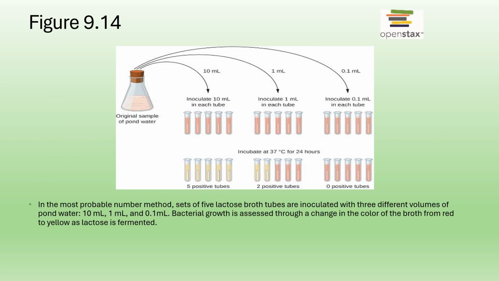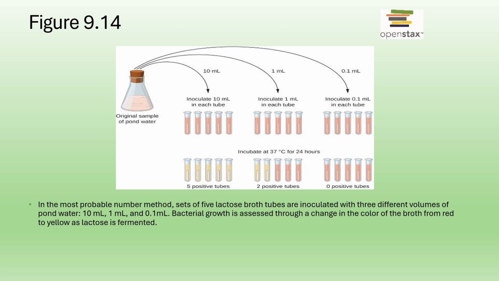So with this most probable number, you have that sample. I say you have 3 different concentrations. You use 10 mils, 1 mil, and 0.1 mil of sample. You add that per tube. So you're putting 10 mils in this tube, 1 mil in each of these tubes, 0.1 mil in each of these tubes. These are lactose tubes, and you're looking for fermentation.